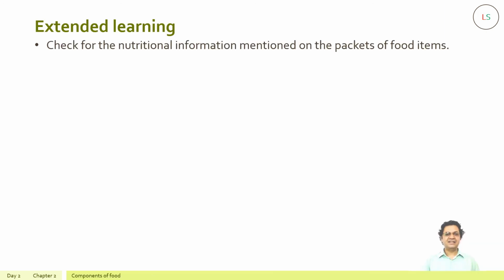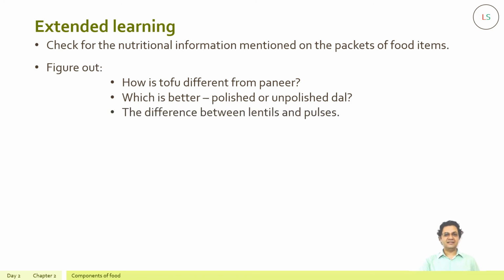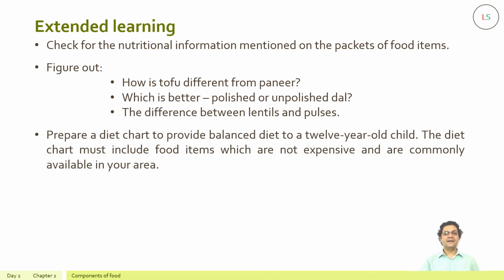Extended learning. Check for the nutritional information mentioned on the packets of food items, and figure out how tofu is different from paneer or cottage cheese. Which is better, polished or unpolished dal? The difference between lentils and pulses. Prepare a diet chart to provide balanced diet to a 12-year-old child. The diet chart must include food items which are not expensive and are commonly available in your area.